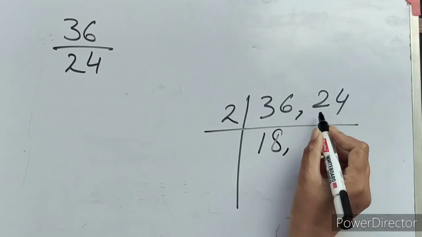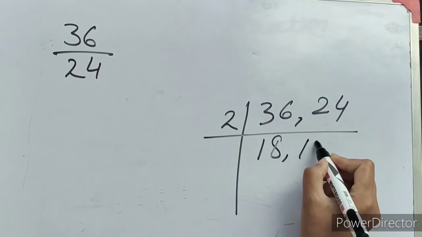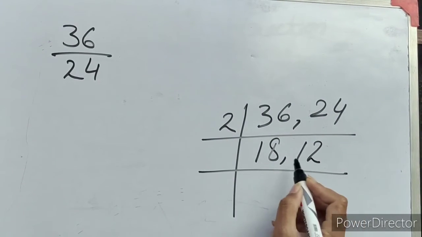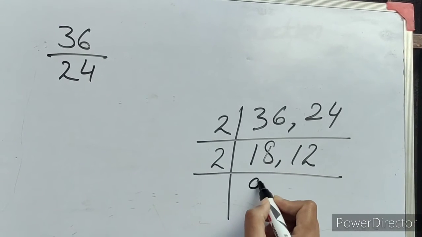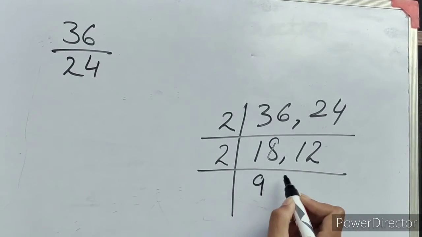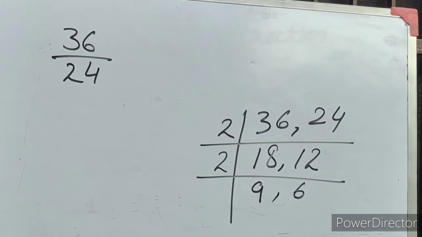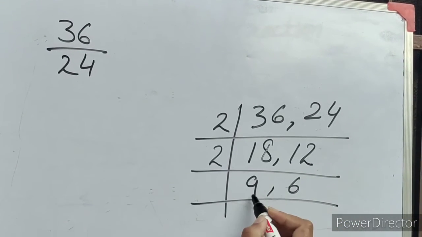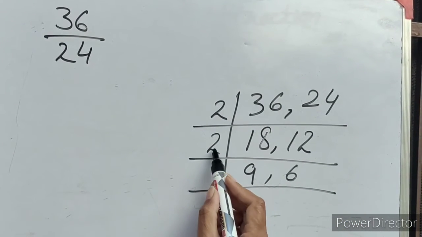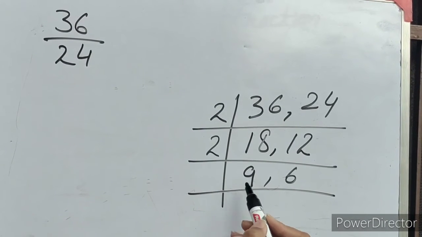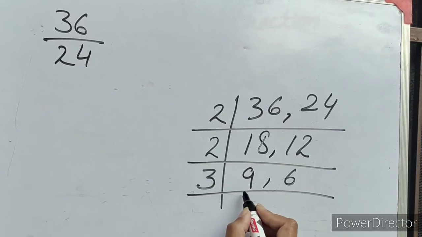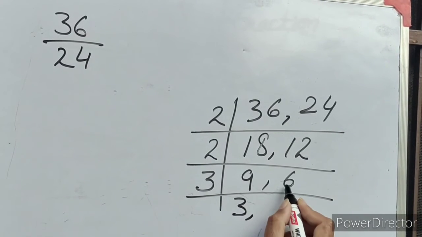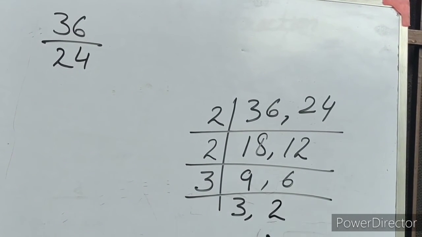36 divided by 2, we get 18. 24 divided by 2, we get 12. Again, both are divisible by 2. 18 divided by 2, we get 9. 12 divided by 2, we get 6. Now, 9 is not divisible by 2, so we use the next prime number, that is 3. 9 divided by 3, we get 3. 6 divided by 3, we get 2.